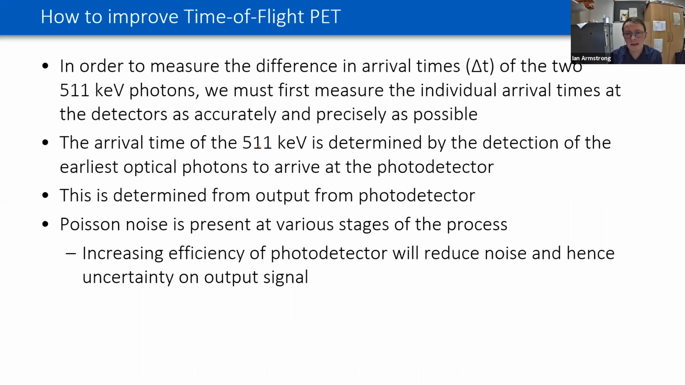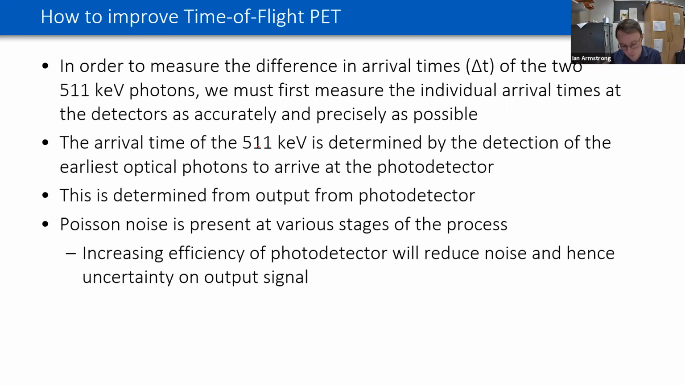Well, what we're interested in with time of flight is measuring the arrival times of our two 511 keV photons on the two different detectors where the line of response meets the detector. So what we're interested in is the signal that we get off our photodetector. And if we can improve that signal, then we can more precisely localize the time when that signal starts being emitted from the photodetector.